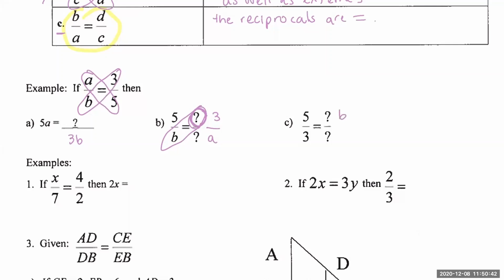Okay, cross-check. The 3 has to match up in the diagonal. The 3 has to match up with the B. The 5, the A. So B over A is the correct answer. Very good.